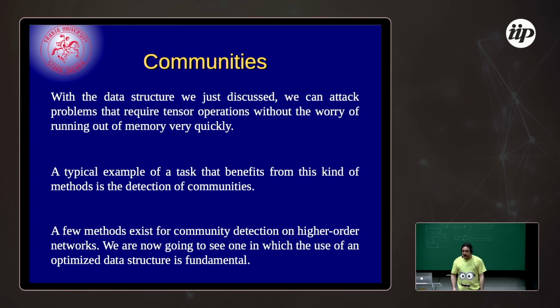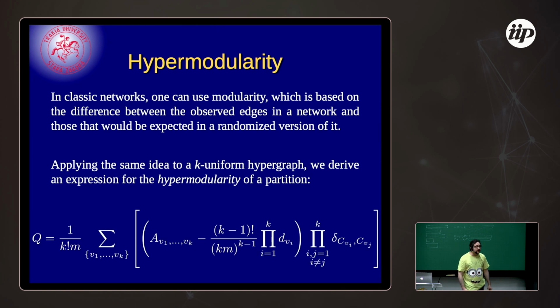Again, because of all the considerations that we've done before, we're going to consider every order of interaction, so we fix k. If you have many orders, you repeat it for every different value of k, which means technically we're dealing with k-uniform hypergraphs. One method that has been very successful in traditional networks is that of modularity.